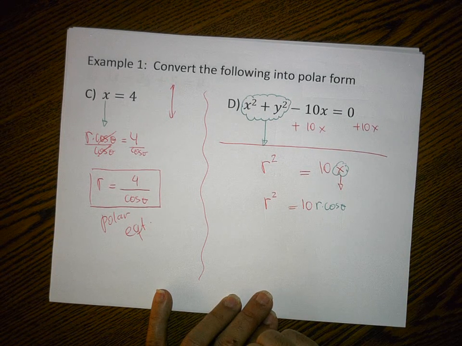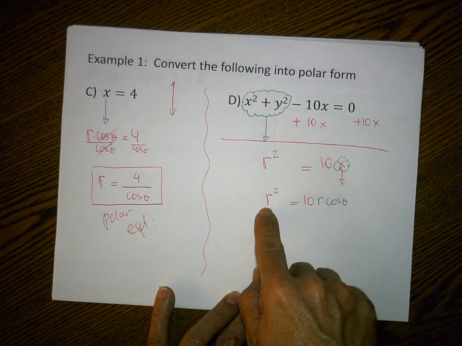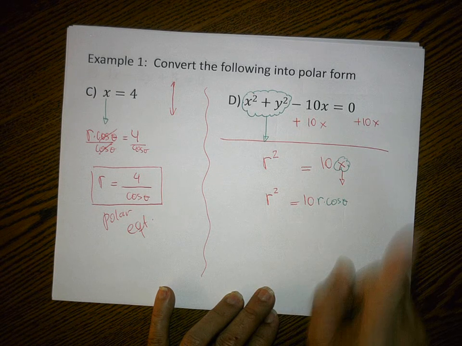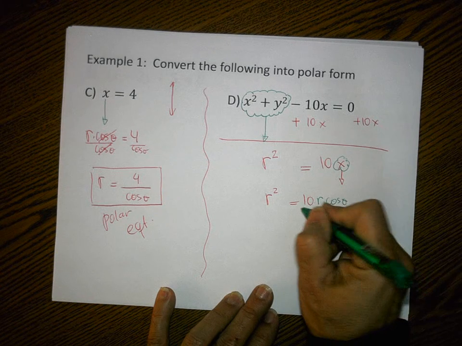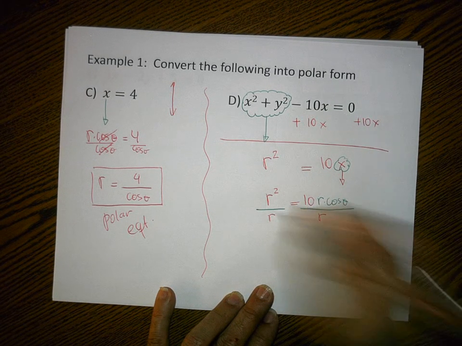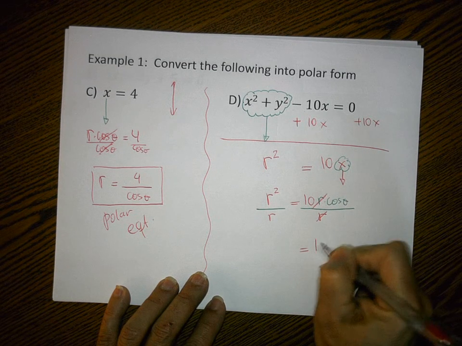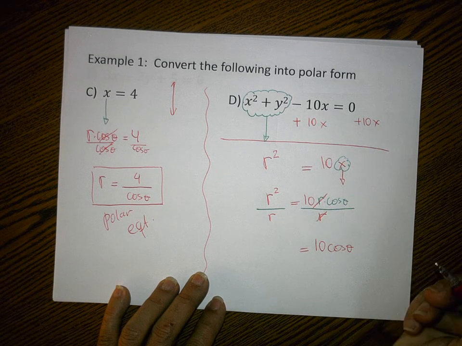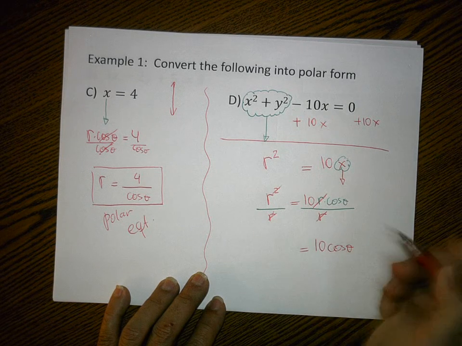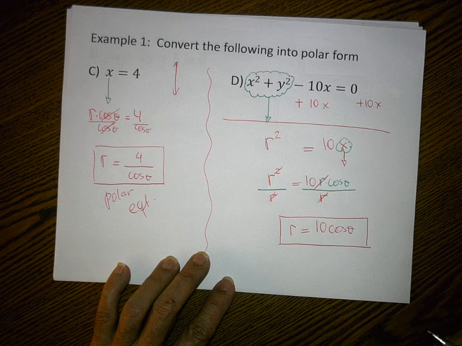So how do I get rid of this extra r in here? I have two r's in here. I have to only have one r. Well, very simple. Let's divide both sides by r. So over here we'll reduce, and I'll end up with just 10 cosine of theta. And over here we'll reduce by one of the r's, and we'll have r equals 10 cosine theta.